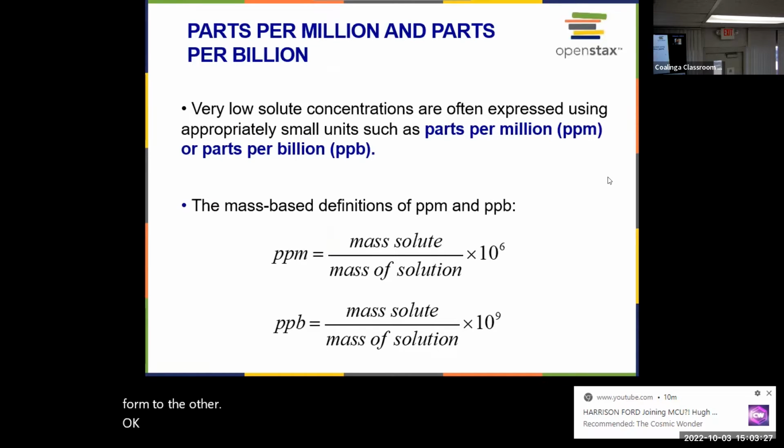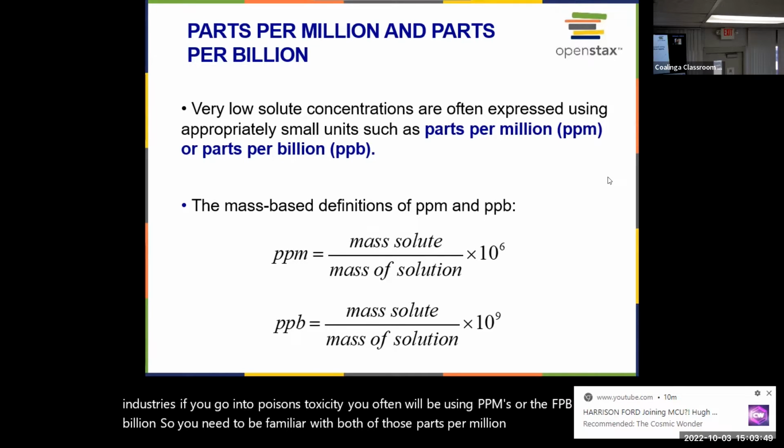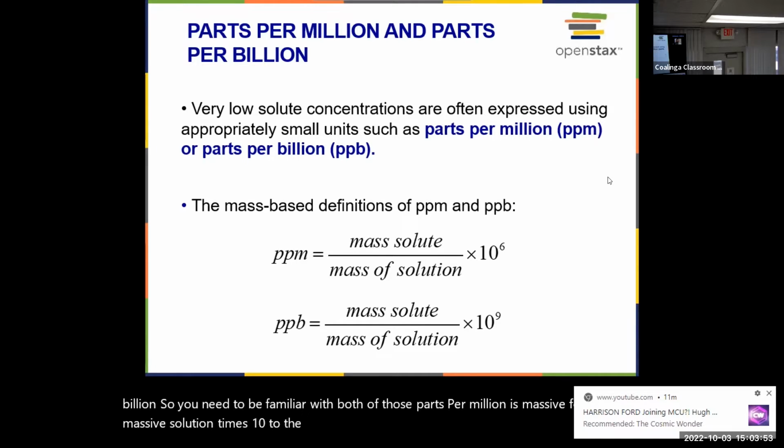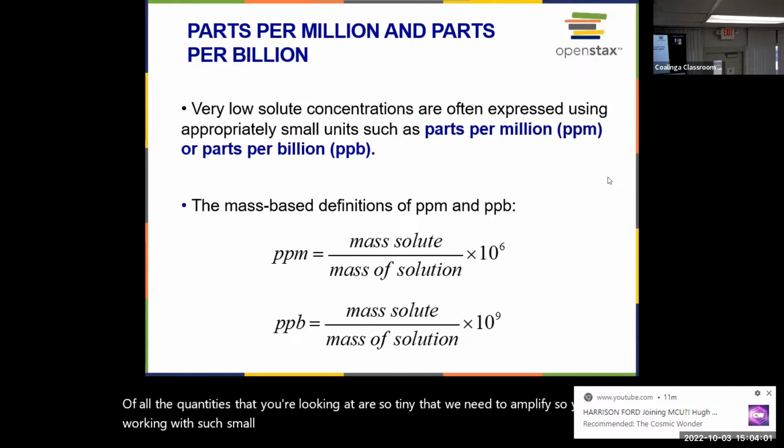So another one is parts per million and parts per billion. Often if you go into agricultural industries, if you go into poisons, toxicity, you often will be using ppm and ppb, right? Parts per billion. So you need to be familiar with both of those. Parts per million is mass of the solute over mass of solution times 10 to the 6, because the quantities that you're looking at are so tiny that we need to amplify them so we don't work in such small numbers. And that's the same thing with parts per billion.